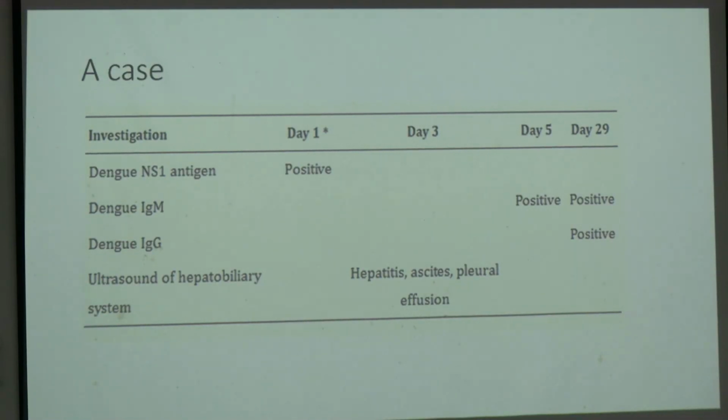Most of the serological tests came negative, but when dengue profile testing was done, we can see this chart. Initially on day 1, the dengue NS1 antigen, that is the non-structural 1 protein of the virus, came positive. However, on day 1, the IgM and IgG were negative. Later on day 5, we can see IgM is positive, and on day 29, IgG is positive. So, what would be this diagnosis? Okay. Anything else?